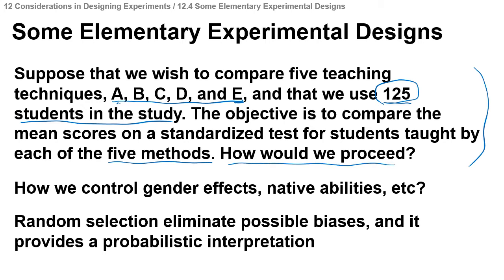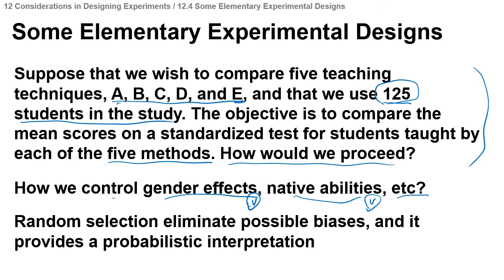That's the question. In this experimental design, how can we control gender effect? There are maybe women and men, boys and girls. There might be a gender effect for each of the teaching techniques from A to E. Then how would we control the gender effect? Also, for each student, the native abilities are different. So how can we control native abilities? And there are other factors that can affect the results, so how can we control those factors?